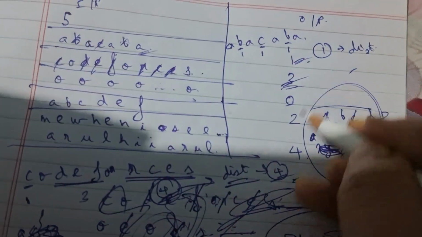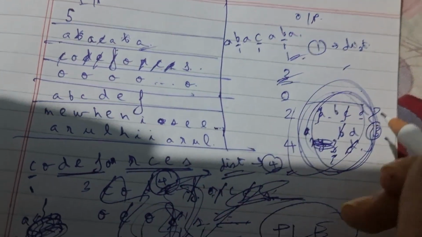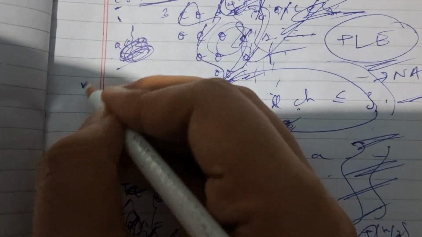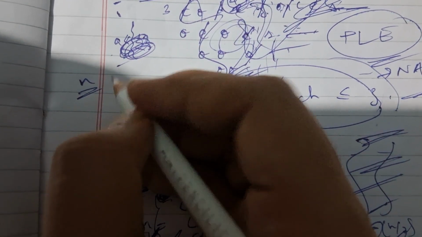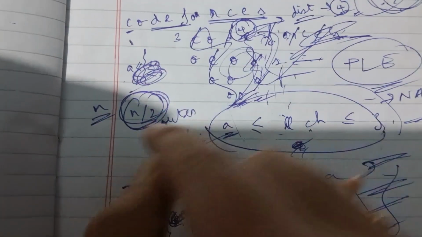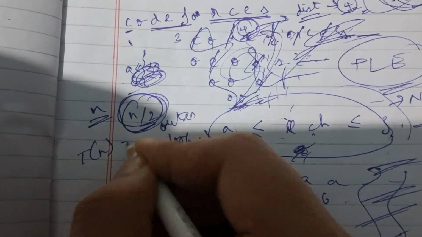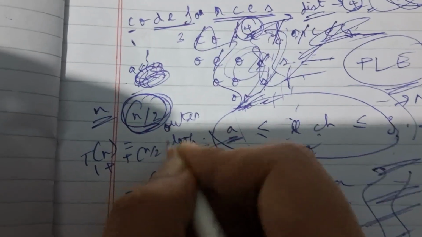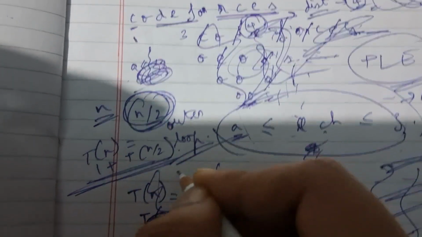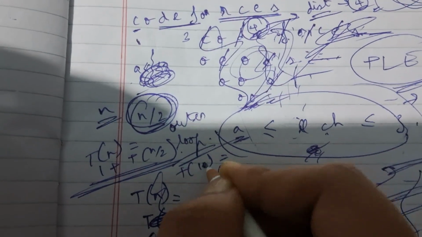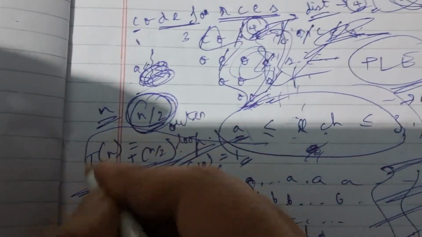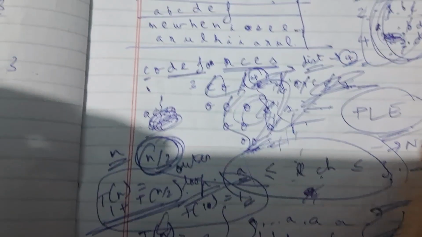But how to solve this? If you watch this very minutely, you will get to know one thing, that if there are n characters, we can delete n by 2 characters at a time, because you can select alternate positions. So what is the recursive relation? T of n is equal to 1 plus T of n by 2, and T of 1 is equal to 1. If you follow this recursive relation, you will get to the solution.